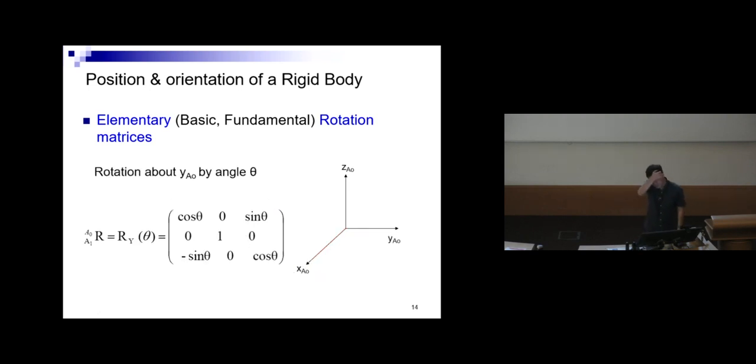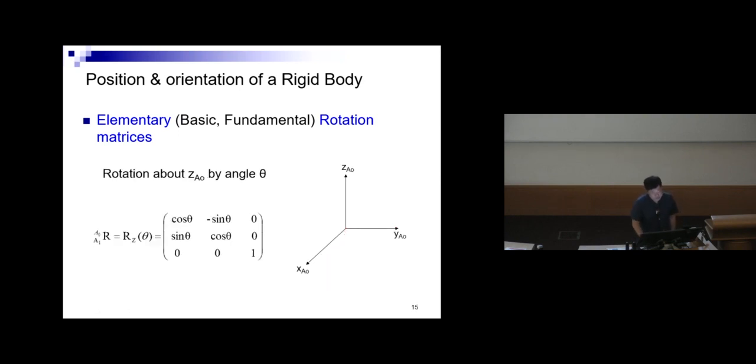And then to rotate by an angle theta about the y-axis, same thing, we assume A1 coincides with A0, and then we rotate about YA0 by angle theta. You arrive at this rotation matrix. This is also written as RY theta. And similarly, you have one for the z-axis.